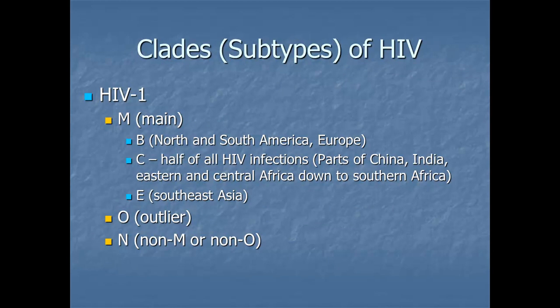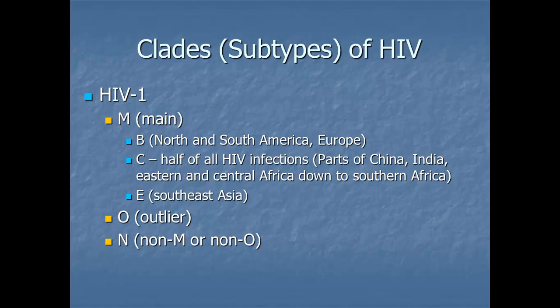There are two major types of HIV, or clades. You'll see that we have HIV-1 and HIV-2. So two major types, HIV-1 and HIV-2. Within HIV-1, you have subtypes. Those subtypes are M, O, and N. M stands for major, so it's the most common type of HIV.